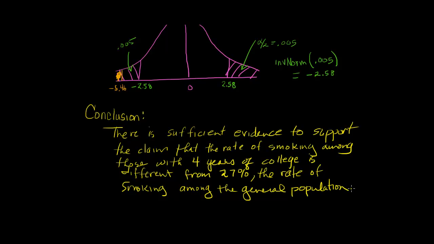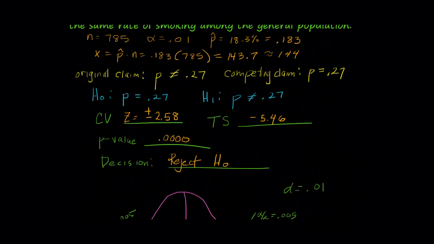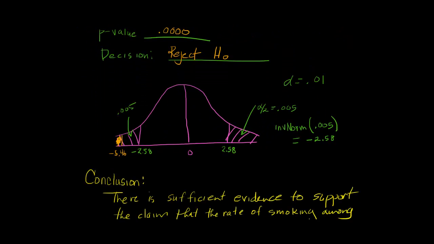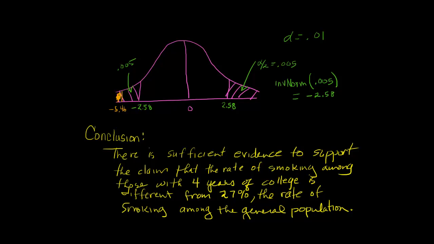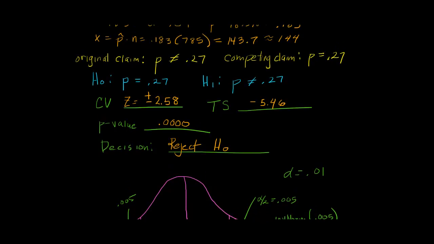Okay. So from what we found, we rejected the null hypothesis. Remember, the null hypothesis is not the claim, right? The null hypothesis goes with the competing claim. So we reject this, so that means we have evidence to support our claim. There is sufficient evidence to support the claim. Okay, and we're done.